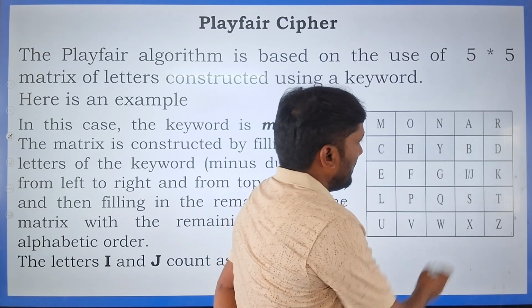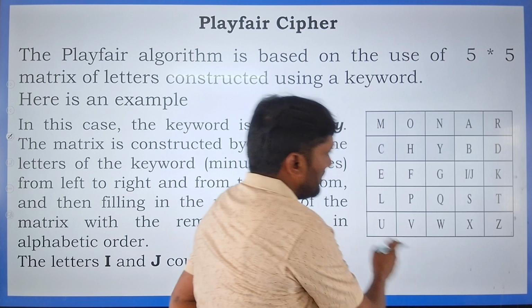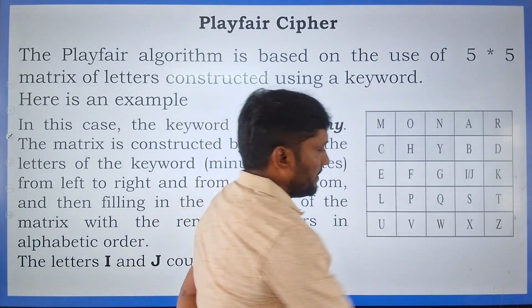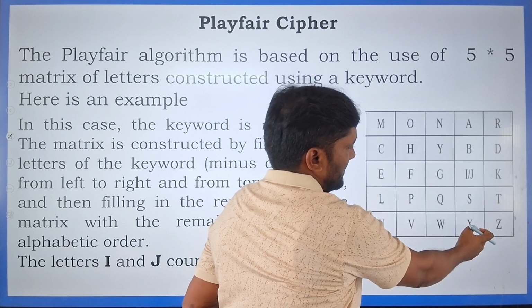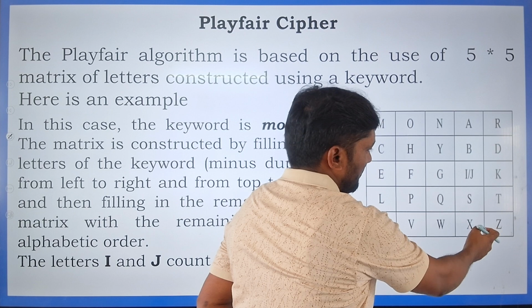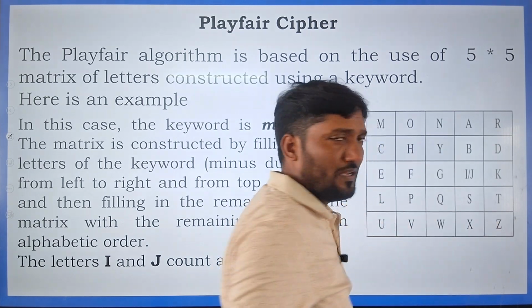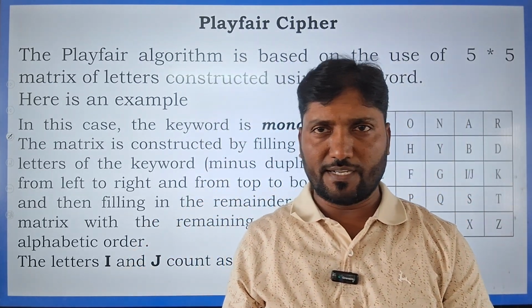After R, S, T, U, V, W, X are not covered in the secret key, so I can fill all these letters. After X, Y is already covered in the secret key, so I cannot fill it. And Z is not covered in the secret key, so I can fill the Z. Like this we can fill the 5 into 5 matrix.